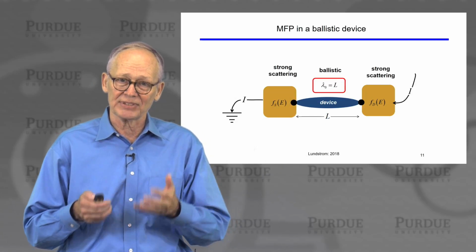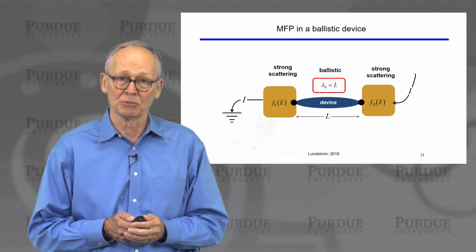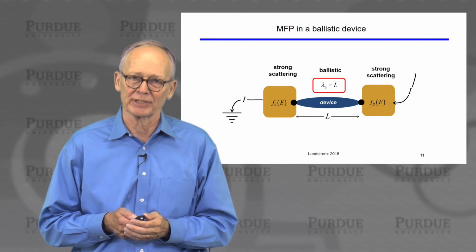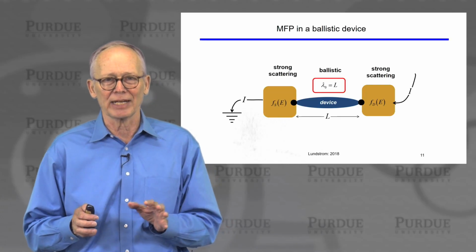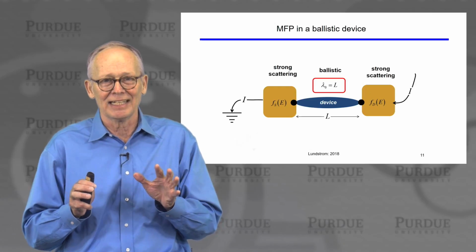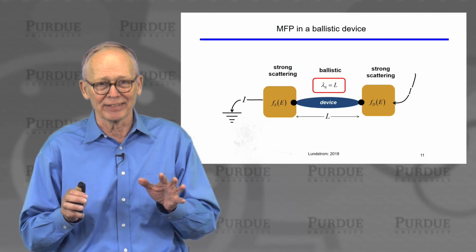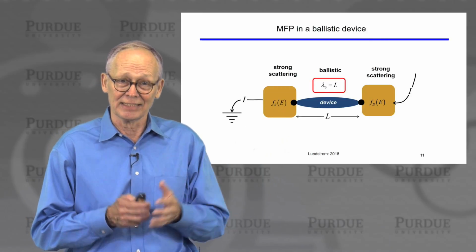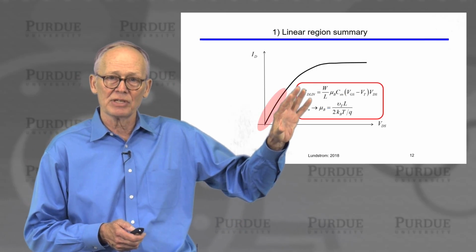So it seems to make physical sense to replace the mean free path for backscattering in the bulk with the length of the channel. So there's a sound physical interpretation to what this ballistic mobility means. Frequently, people's first reaction when you talk about ballistic mobility is, that's nonsense. Mobility is all about what happens when you have a lot of scattering. Well, even in the ballistic case, you have a lot of scattering in the two contacts, just not in the device itself. So here's our linear region summary.